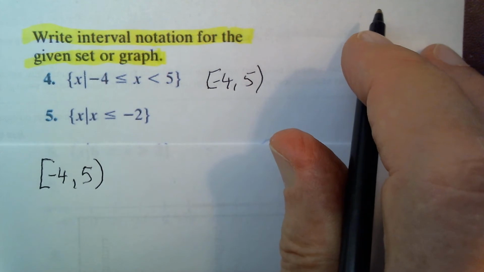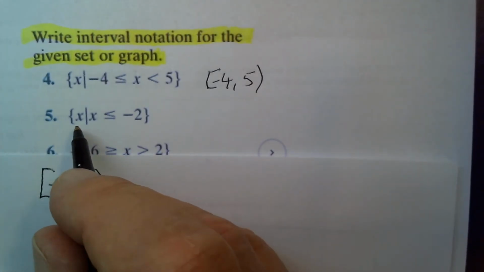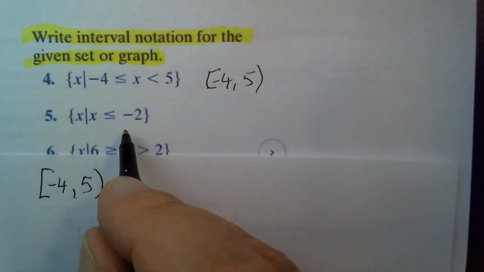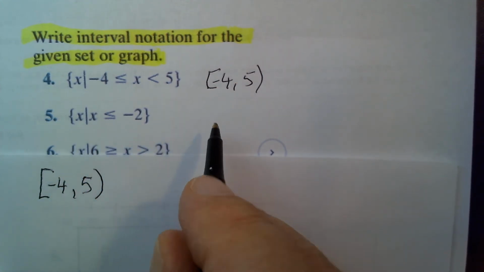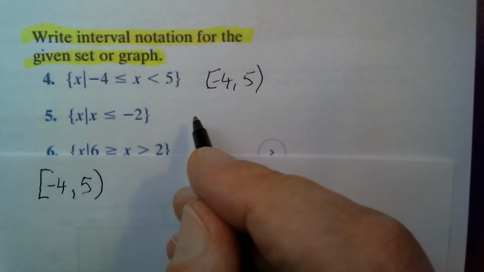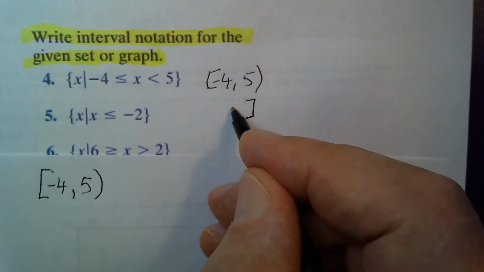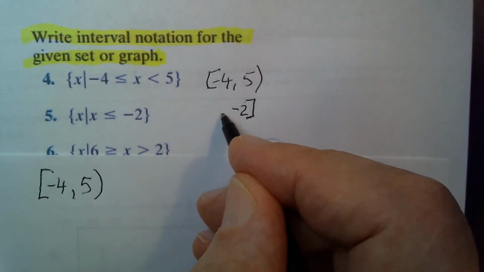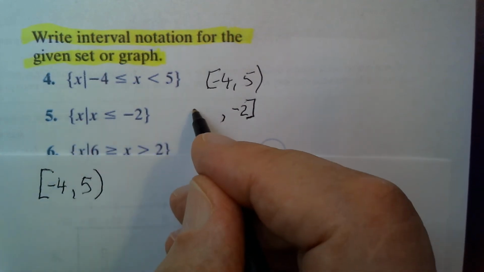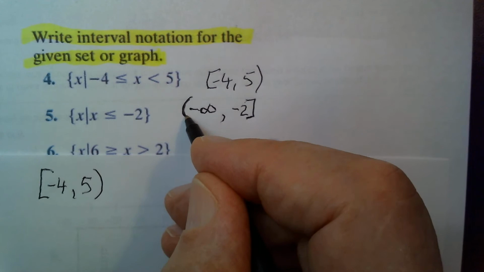Here, the set tells us the set of all x such that x is less than or equal to -2. So that's an infinite interval. So we start on the right side. It's -2 included, and then it goes all the way to the left to -infinity. And then, of course, gets a parenthesis.